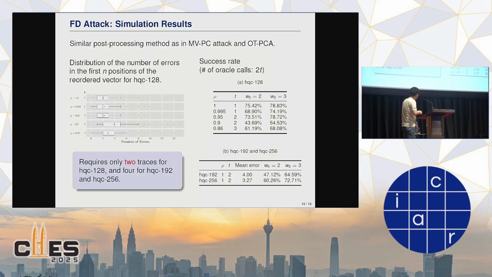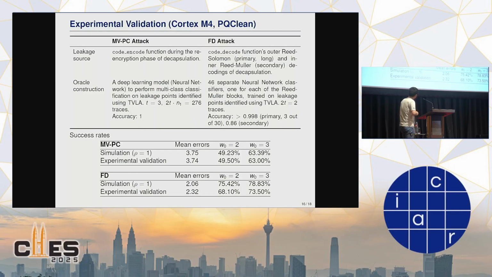And we show results for HQC 192 and HQC 256. We need 4 traces. So we validate this attack in the ChipWhisperer platform, targeting a Cortex M4 CPU, and we run the PQClean implementation with the highest compiler flag, O3.